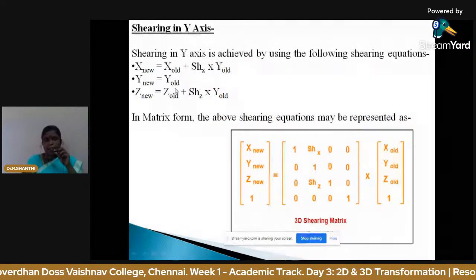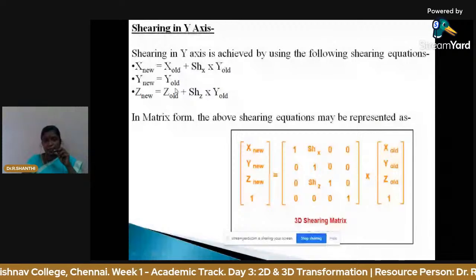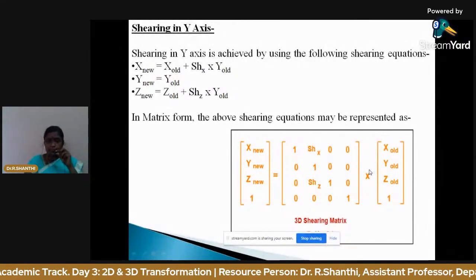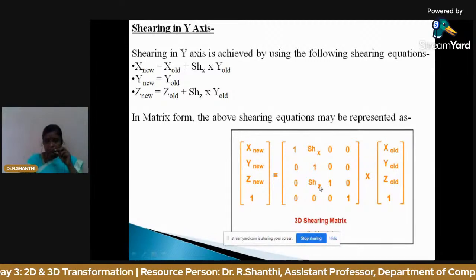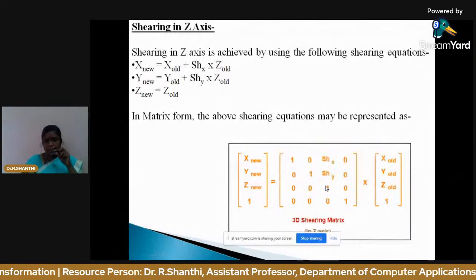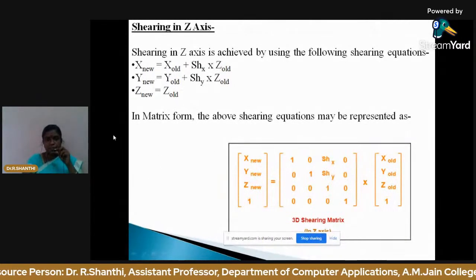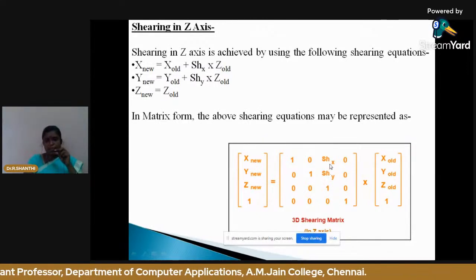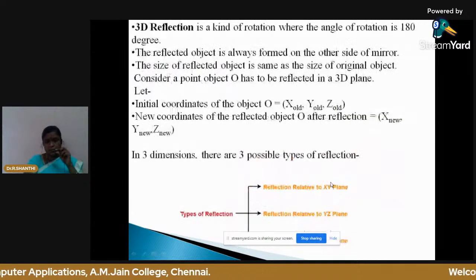Only the x value and z value will be added. The shearing factor will be added and multiplied with the previous case. That's why you can see the differences in the position. In z-axis shearing, z you are not disturbing. Here you get the same value. Only the x and y will get changed. There is a change in those values.